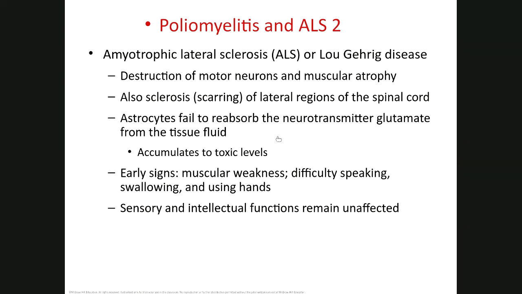At the same time, the astrocytes fail to reabsorb the glutamate neurotransmitter, and it will accumulate. It will reach toxic levels, and the toxic levels will affect the body in a general sense. Muscular weakness, inability to speak properly or swallow properly, and inability to move are signs of amyotrophic lateral sclerosis. At some levels, the intellectual functions are stable. When you have this situation, it can be a major factor in movement, and the person will not be able to move as he usually does.